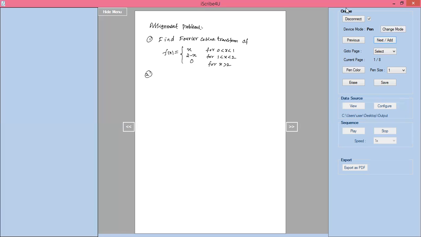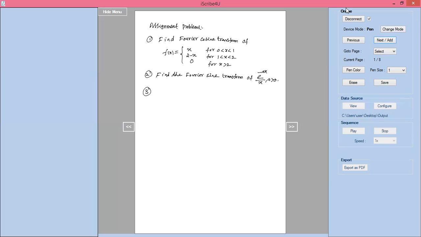The second one: find the Fourier sine transform of e power minus ax divided by x, where a is greater than 0. This is the second question.